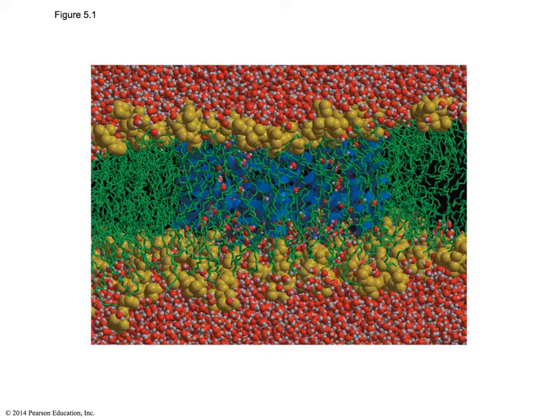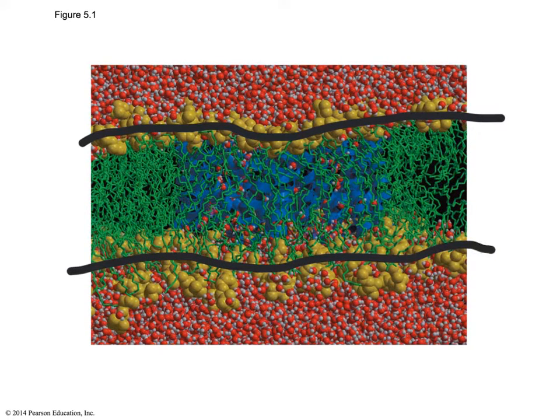This is what it looks like. It looks like the side of a mountain in western Massachusetts right about now, right? So what do you see there? Lots of color, right? This right here is your phosphate heads. These are your phosphate heads. And then these green things are your fatty acid tails.